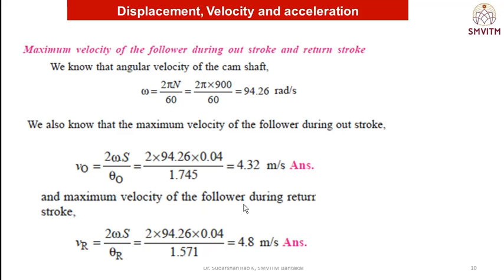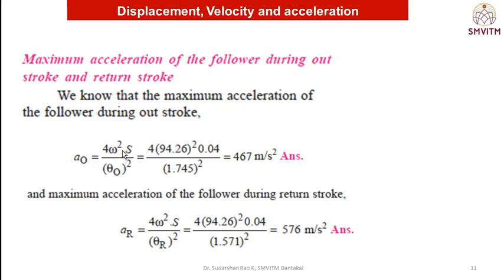Similarly, for the return stroke, theta is 90 degrees, converted into radians 1.57, therefore the maximum velocity of the follower during the descending is 4.8 meters per second. Similarly, maximum acceleration is 4 omega square S divided by theta naught square, where omega is the angular velocity of the cam, S is the displacement height, and theta is the angle of the stroke. Here theta o is 100 degrees and theta r is 90 degrees.